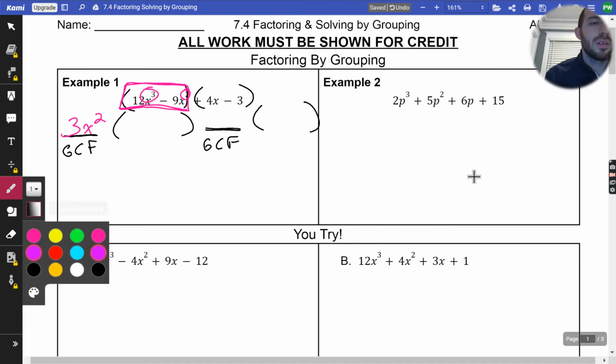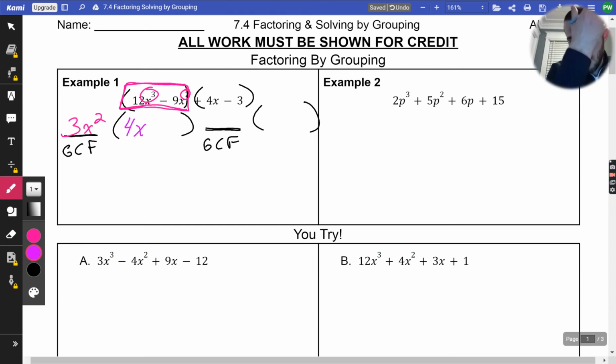I'm going to put this in a different color. Now we put the minus sign there. Now if we have 9x squared, and we take out and divide by 3x squared, we just end up with 3. The x squareds cancel out.